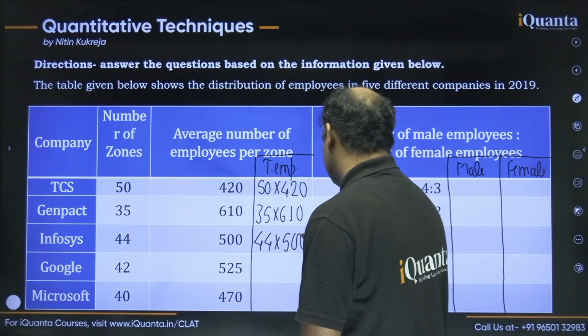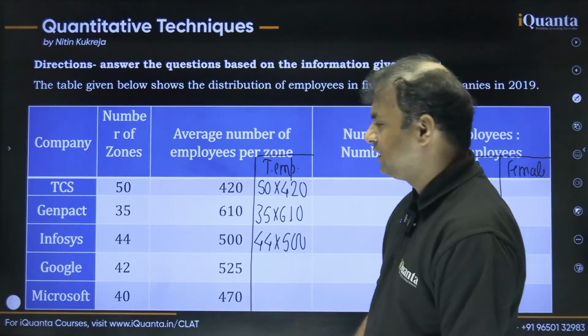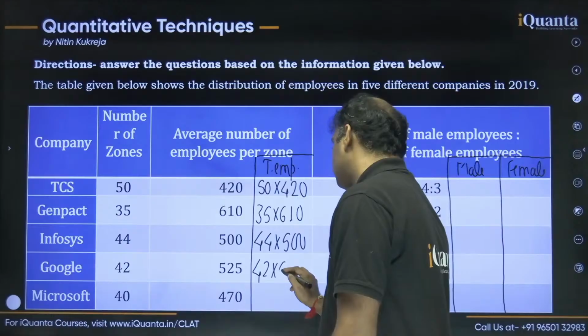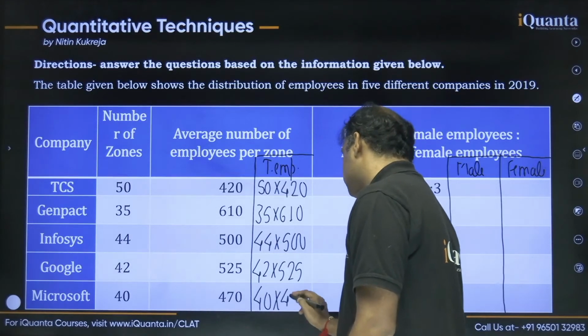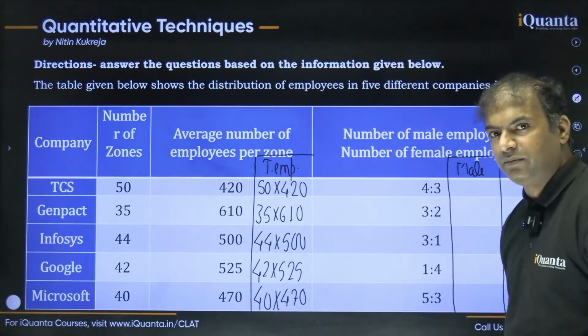I'm not multiplying them purposely. If required, then I'll do that. If not required, we can avoid that as well. So for Google, it's 42 into 525. And for Microsoft, it's 40 into 470. So first thing, we wrote down the total employees in all of these 5 companies, right?